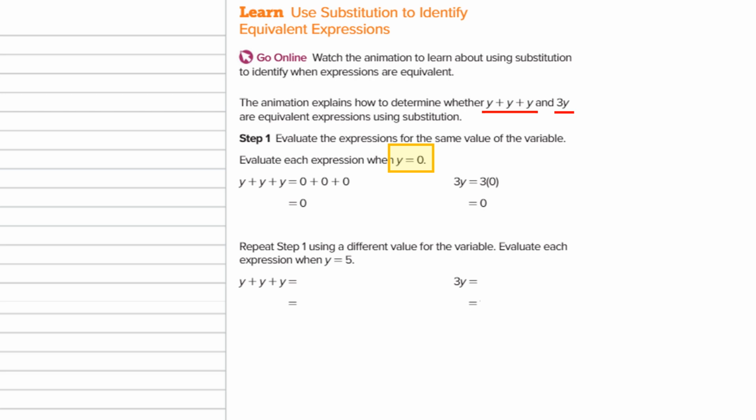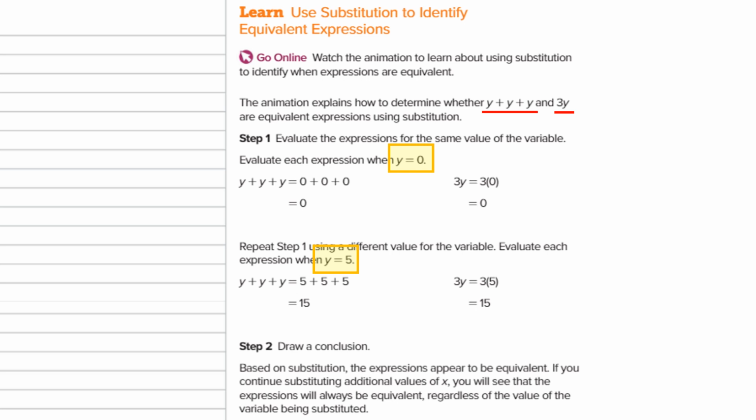Well, let's just check it with something else just to make sure. So if I plug in the 5 and I check it, instead of y plus y plus y, I have 5 plus 5 plus 5. Well, 5 plus 5 is 10, plus 5 is 15. If I plug it in for the second one, and I say now instead of 3 times y, I'm going to have 3 times 5. Once again, a number touching parentheses means multiplication. 3 times 5 is what? It is also 15. So I would be able to say that these are equivalent one to another.